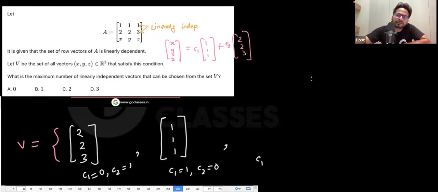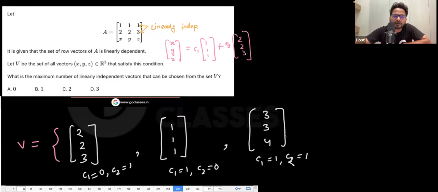Similarly, if C1 is 1 and C2 is also 1, what will this contain? This will contain 3, 3 and 4, right? And so forth. You can have some value C1 equal to 5, C2 equal to 6, something like this. And it will contain some linear combination of these two vectors.